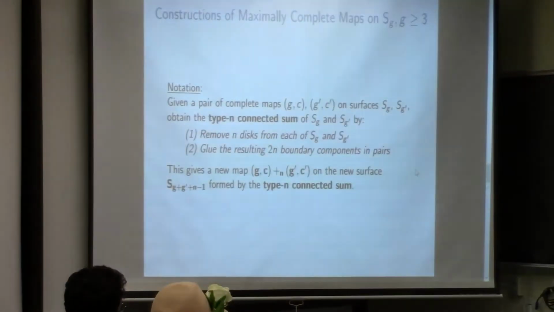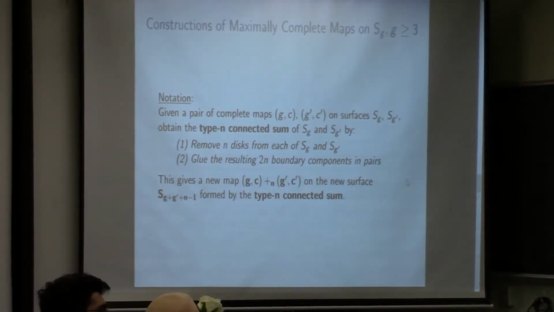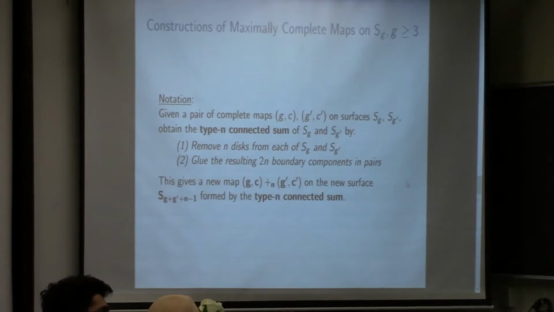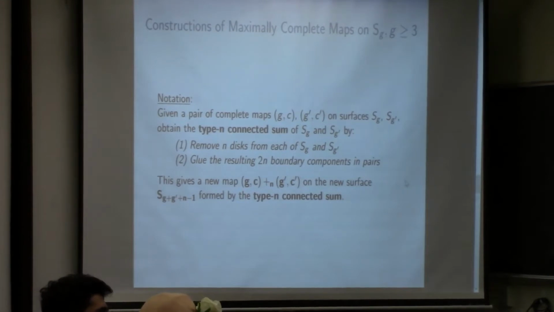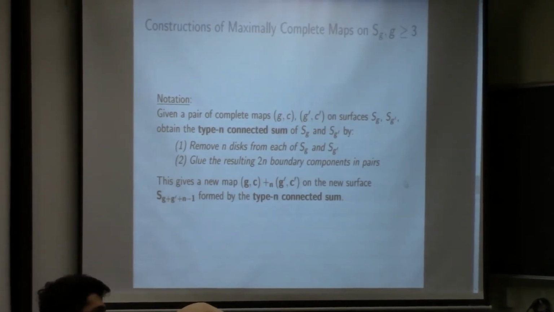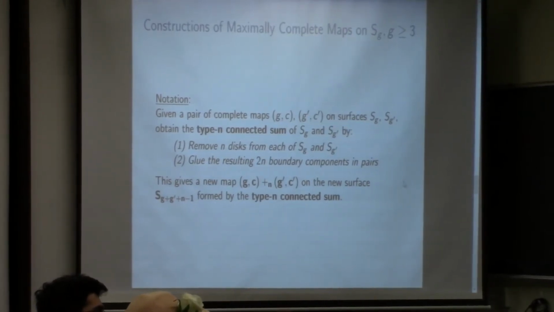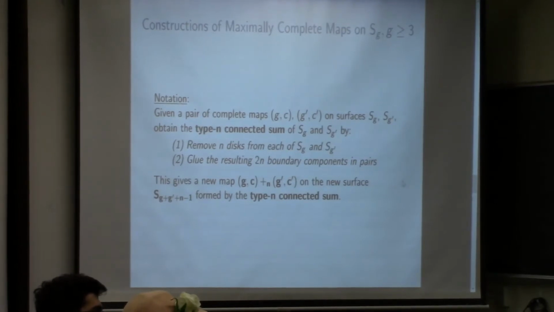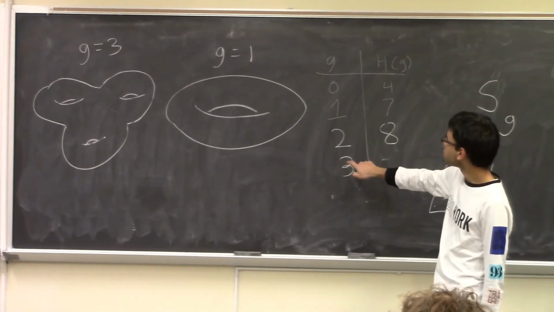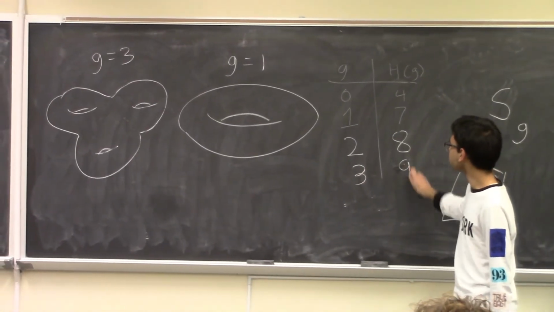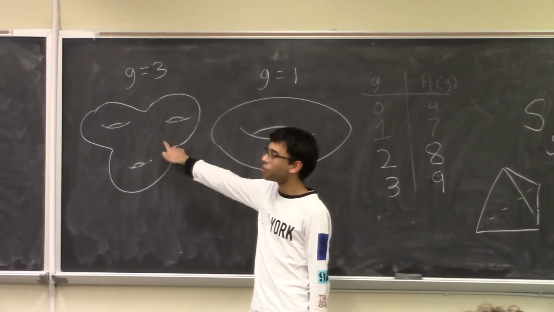So why are we talking about these maps on small genus with varying numbers of colors? The objective was to construct maximally complete maps on surfaces of genus, at least construct the maximally complete map on the genus 3 surface. We know by the Hewitt conjecture, or theorem, that the complete map on the genus 3 surface has 9 regions. Right? So we should be able to find a map on the genus 3 surface with 9 regions.